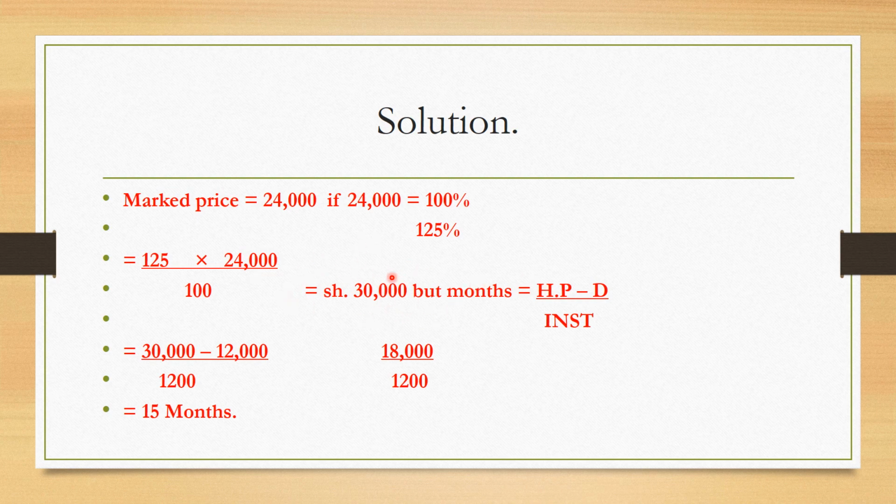Then I apply the formula, that is hire purchase minus deposit over installment. So 30,000 minus 12,000 over 1,200. That is 18,000 over 1,200. These two zeros will cancel these two zeros. Then by 6 here is 30, by 6 is 2. Then 30 divided by 2 is 15 months. So Juma will pay for that cooker for a period of 15 months.